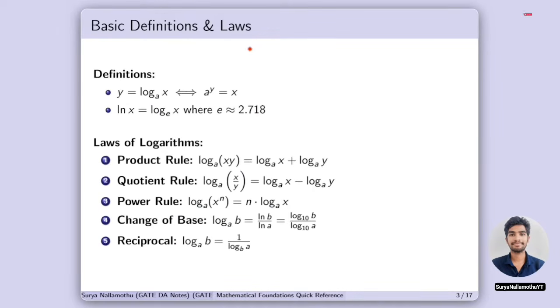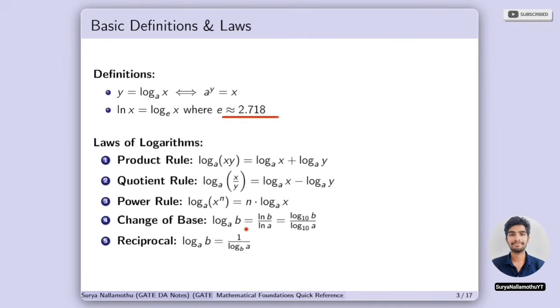Terms, basic definitions and laws. These are the formulas for the logarithms. y is equal to log a x turns to a power: a^y is equal to x. So ln of x is equal to log base e of x, where the value of e is 2.718. Remember this value. The product rule is log ab is equal to log a plus log b, and the quotient rule, log a by b is equal to log a minus log b, and the power rule is log of x power n is equal to n into log x.